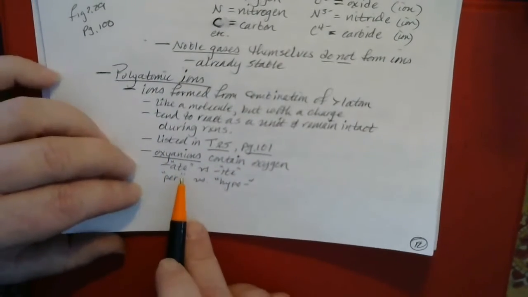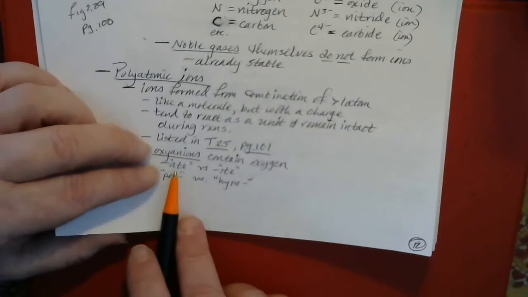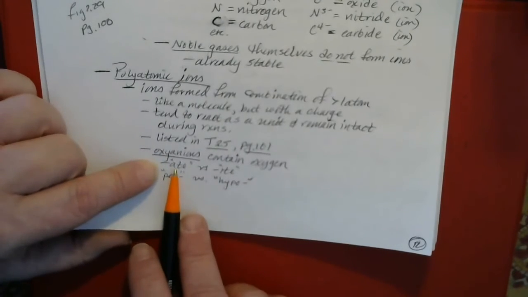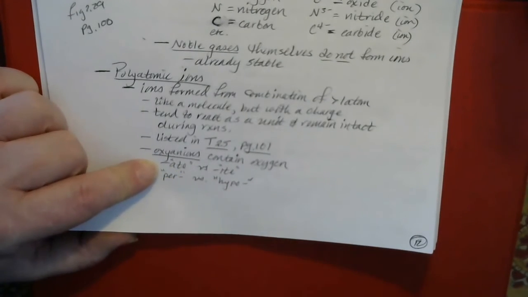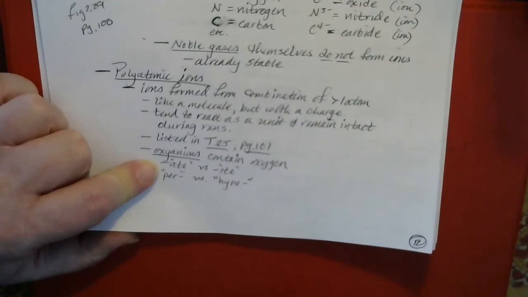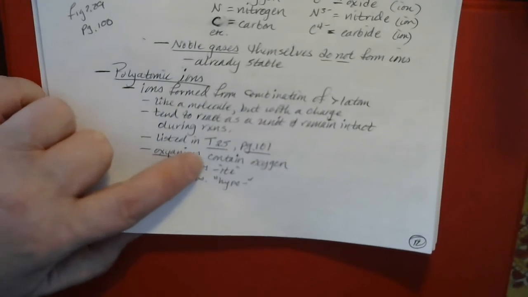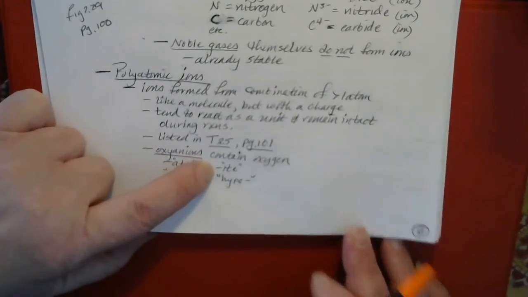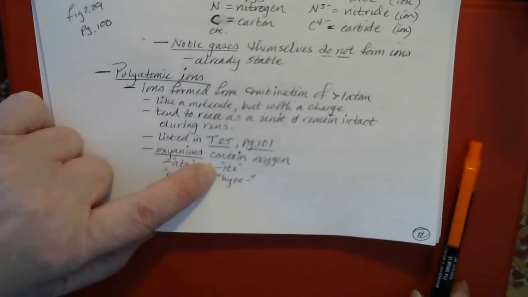And so when naming a polyatomic ion, the general rule is, at least for the oxyanions, the name is based on the name of the element that's present other than oxygen. And if it has the greatest number of oxygens possible, then it ends in ATE. And if it has the second highest number of oxygens possible, it ends in ITE.